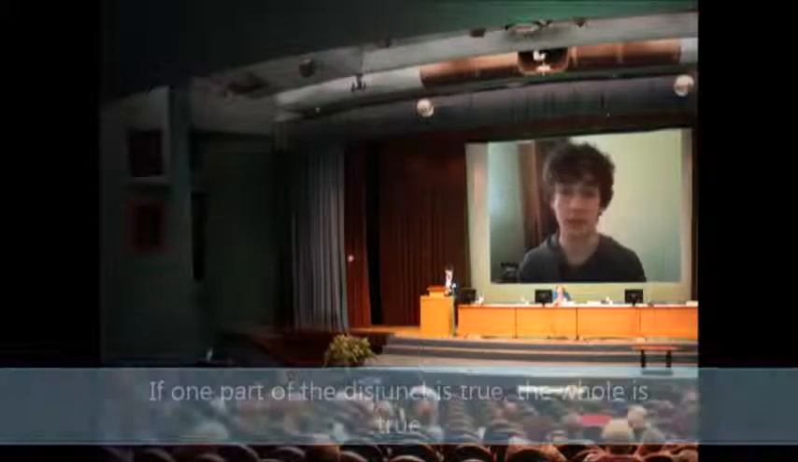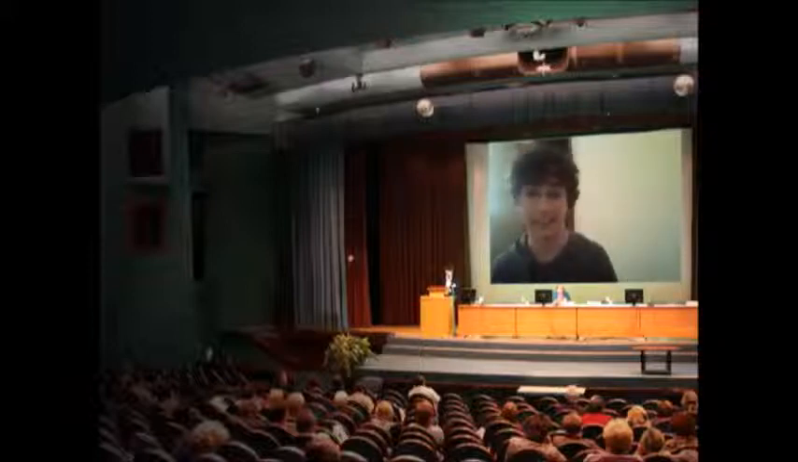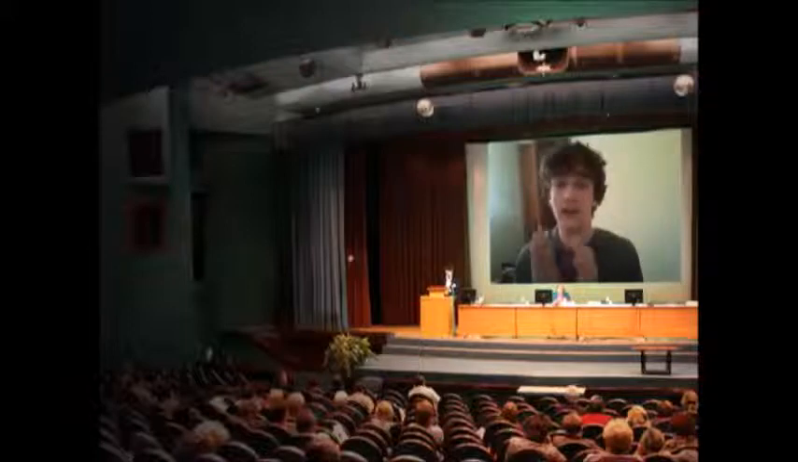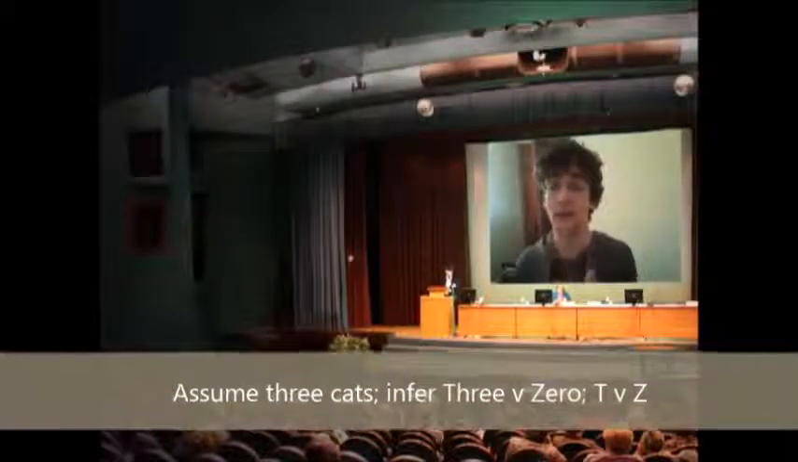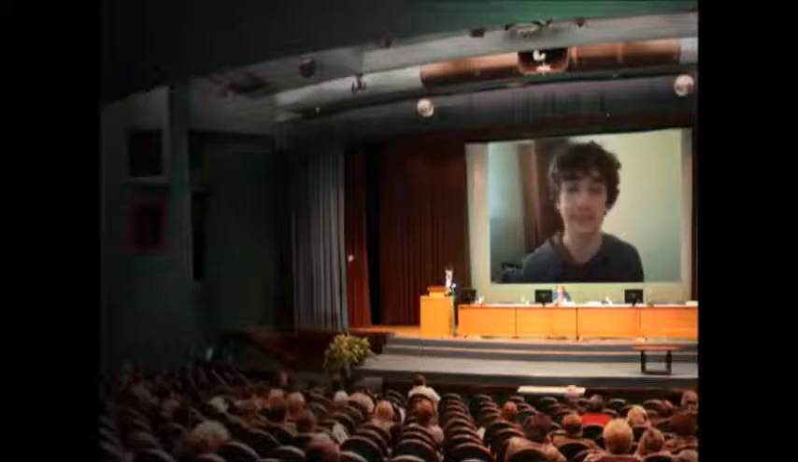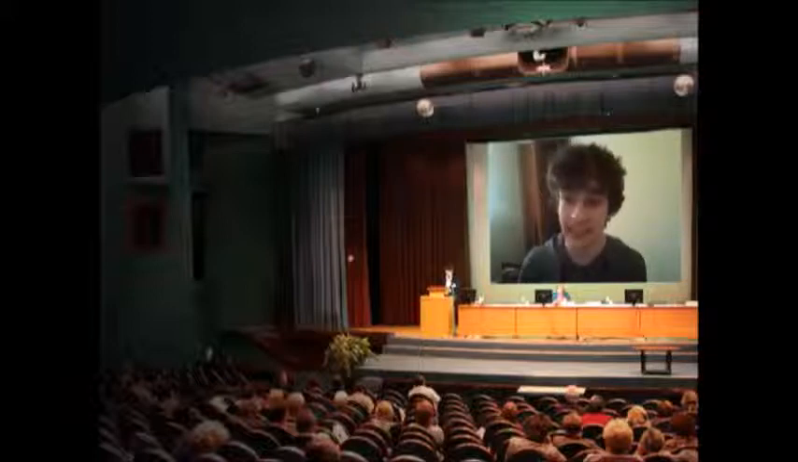And another example of this would be I have 3 cats, which I actually do, so it's true. And that is the sentence we will assume, and we'll add a disjunct to it. I have 3 cats. Therefore, I either have 3 cats or I have no cats. And this is valid because one of the disjuncts is true, and that's all it takes for the whole to be true.